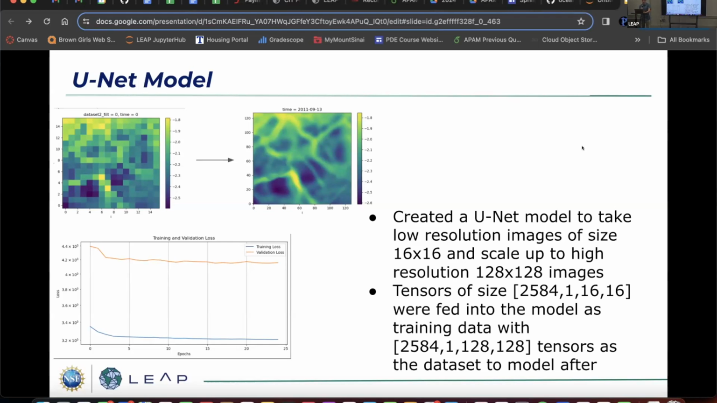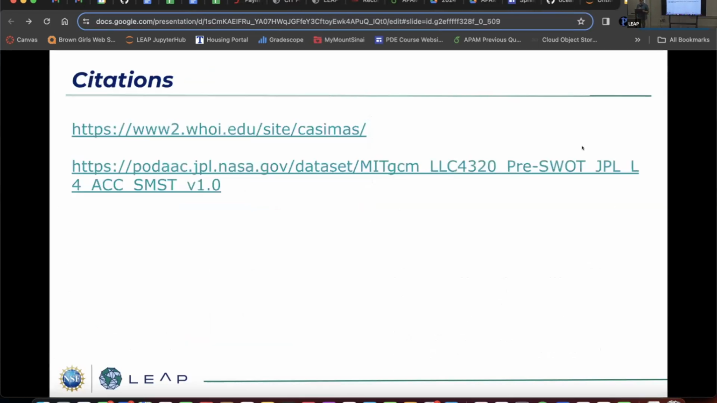and by then we will be able to have a data set of older satellite images that we could get higher resolution data from. These are our citations.